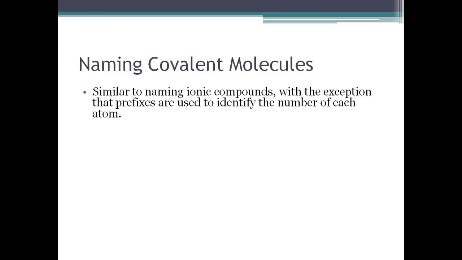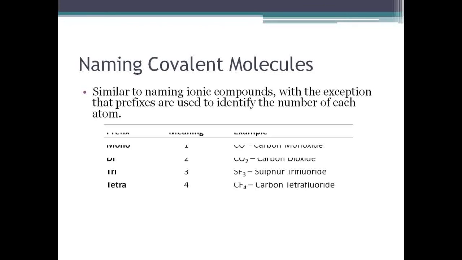Okay, so the next thing we've got to do with these covalent molecules is actually start naming them. And luckily for all of us, the naming system isn't that dissimilar to what you've already encountered with ionic compounds. The difference is, though, interestingly, that we use prefixes to identify the number of each atom. Again, none of this is going to make perfect sense to you until I give you some examples.